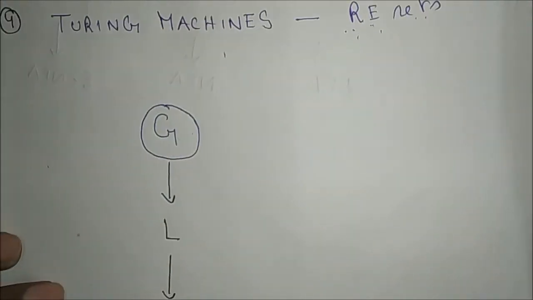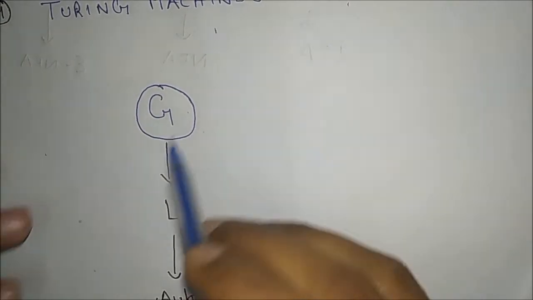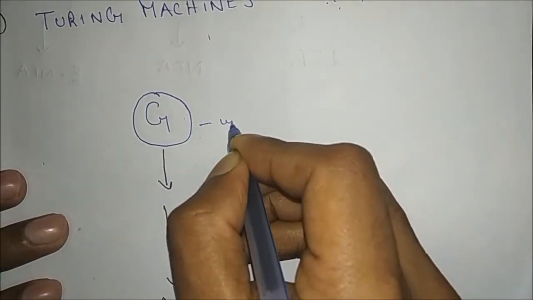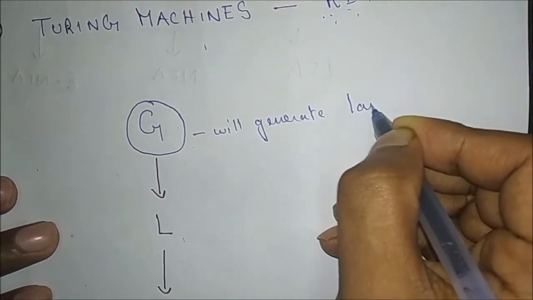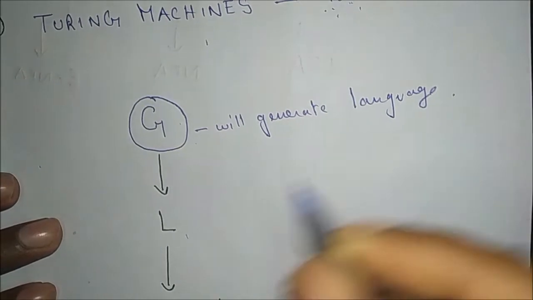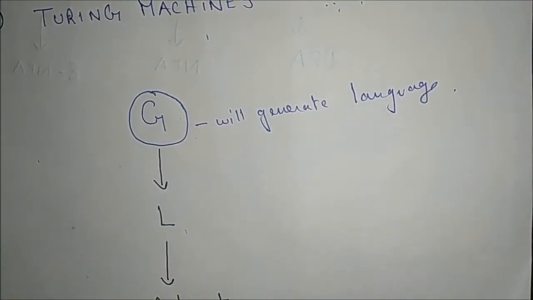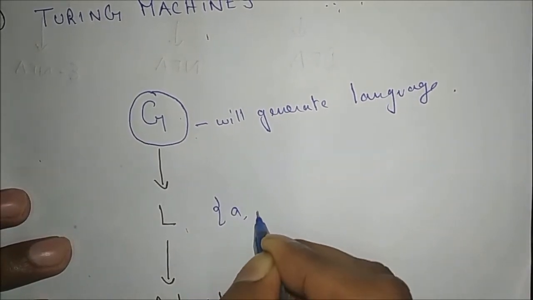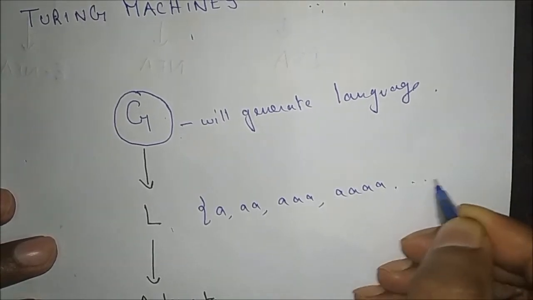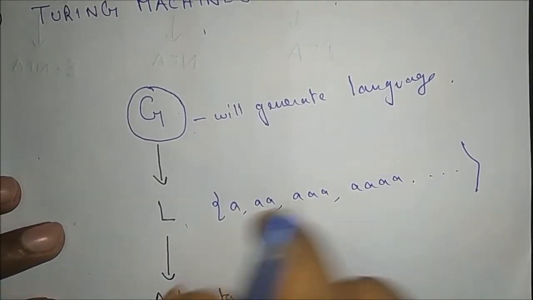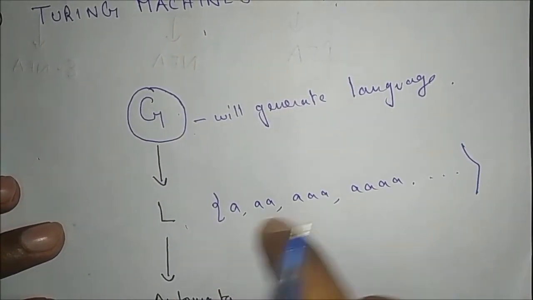Now, this is the grammar, this is the language, and this is the automata. What is the function of grammar? The grammar will generate all types of languages. And what is the function of language? A language is a collection of strings. For example, here the strings are a, aaa, and so on. A collection of strings is called a language, and grammar generates all types of language.